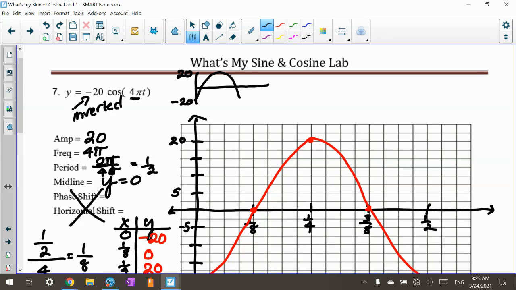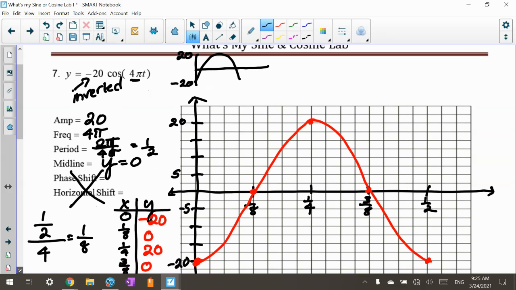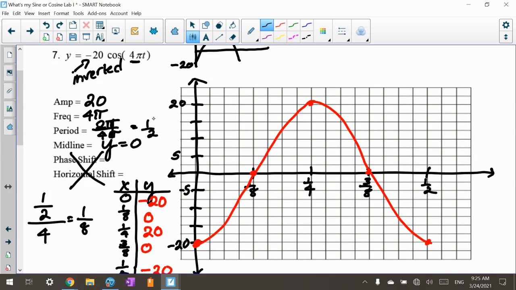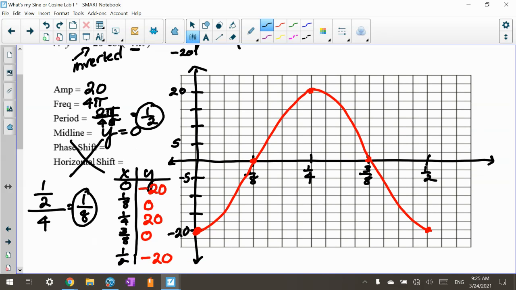So again, my amplitude is 20, my frequency is 4 pi, my period is 2 pi over 4 pi, or 1/2. So I see the whole thing in 1/2. And again, my midline is y equals 0. I take my period, divide it by 4 to see, okay, what am I going to count by? And 1/2 divided by 4 is 1/8. So that's what I counted by. So I set up my table: 0, 1/8, 2/8, 3/8, 4/8. I just reduced down as I went along. Then I use my little picture here. I'm going to start low, come up to the midline, go up high, back to the midline, go down low.